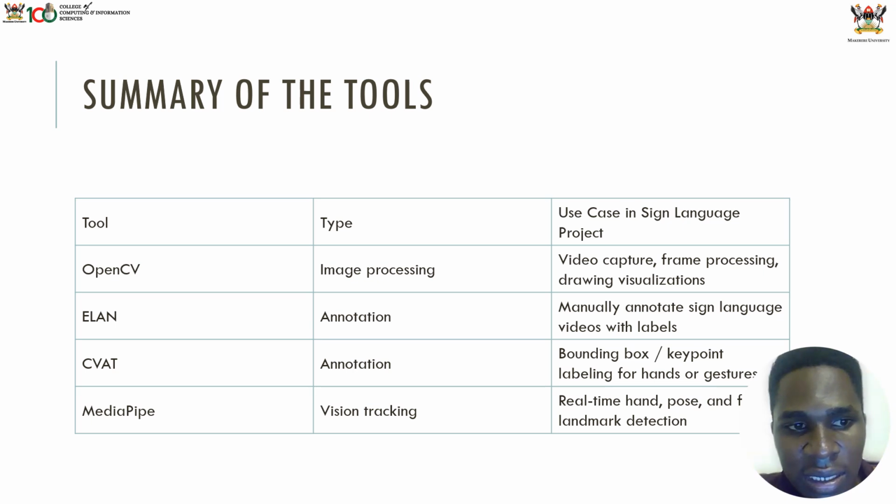And then ELAN and CVAT are annotation tools, which are basically for annotating sign language videos with labels. It's like attaching labels to videos or video frames. And then MediaPipe is for vision tracking in real time, in such a way that it gives real time landmarks of the images or the videos.